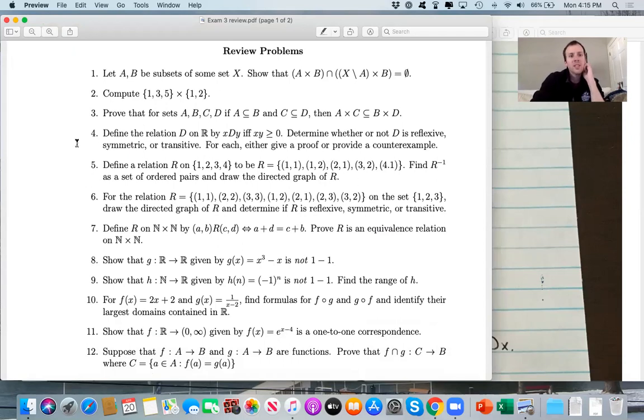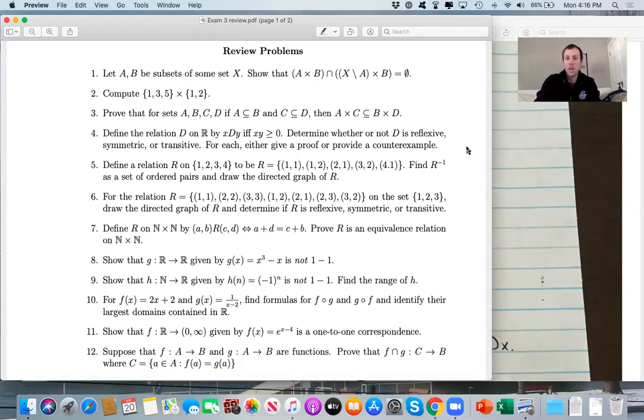So there's definitely going to be some problems like this on the exam. I give you a relation and you need to tell me what properties does it have, either prove that they're true or provide a counterexample. So all of these statements are universal. They all say for every element or two elements or three elements, something is true.